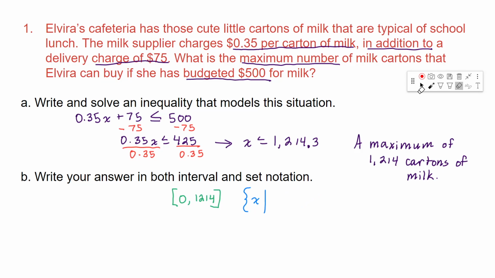So I want to make this start just like my interval. I want x to be between 0 and 1,214. And then use the fancy brackets. So the reason I have a less than on each side of the x is because this is reading as 0 is less than or equal to the number of cartons of milk, which is x, which is less than or equal to the 1,214, which we said was the maximum she could purchase.